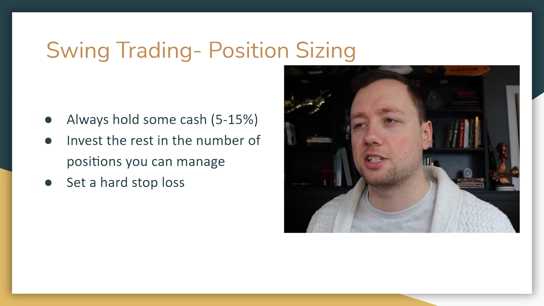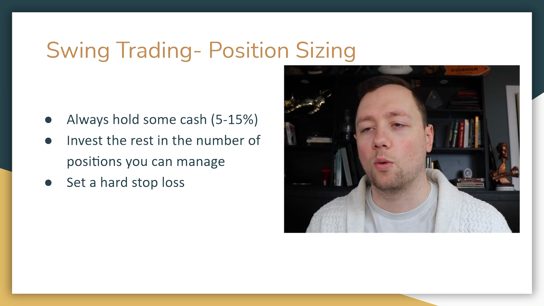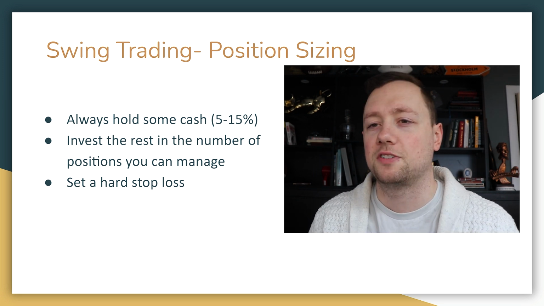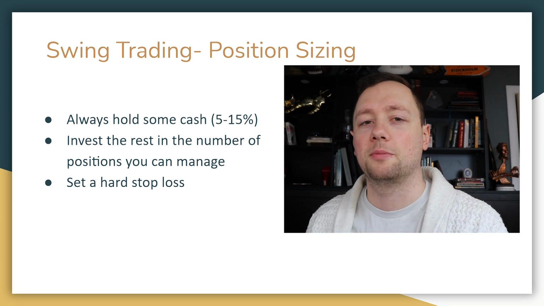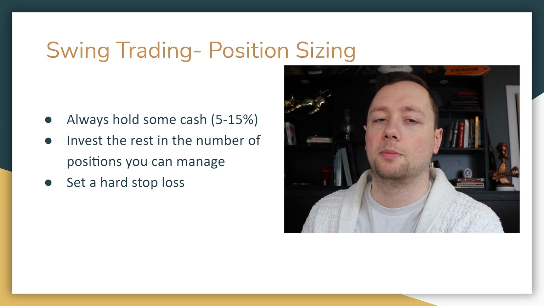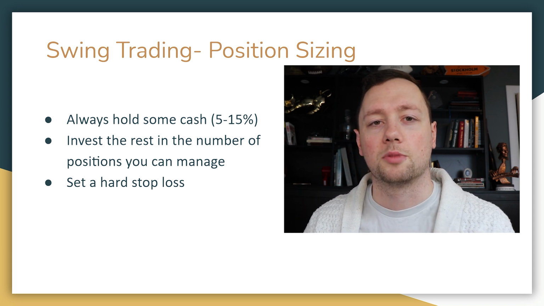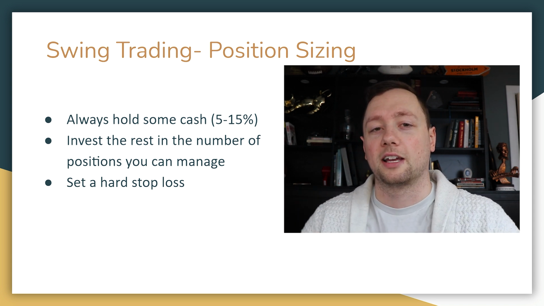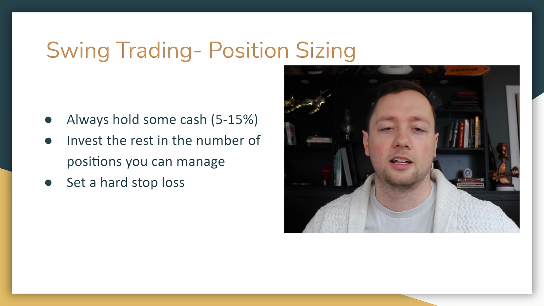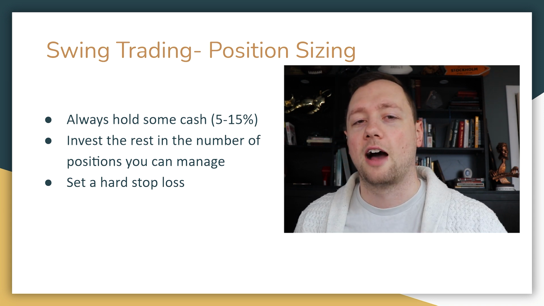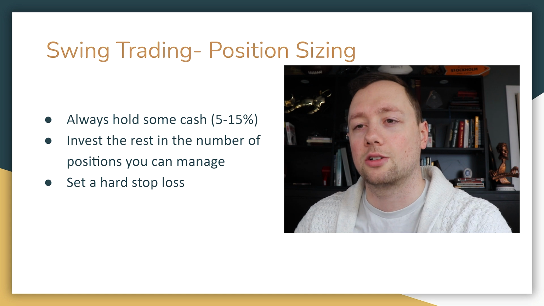Now, when it comes to position sizing for my swing trading, I always hold some cash. Between 5 and 15% of my portfolio is always going to be in cash. Number one, that gives me the ability to execute on any opportunities that I see come up when I'm fully invested. And number two, if I need to pull some money out of my account for any reason, I get in a car accident, I need it for insurance, whatever it may be, I've got some cash that I can pull out without having to close any of my trades.